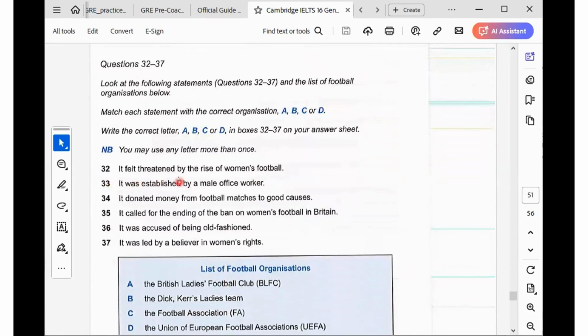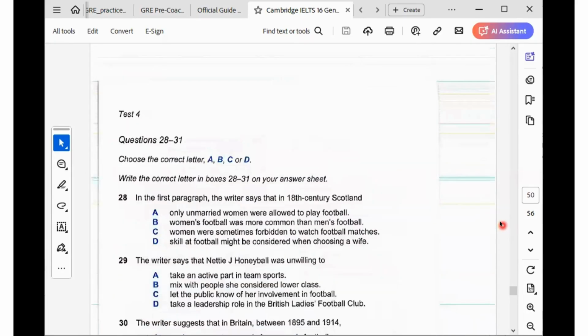Look at number 33. Can you see? It was established by a male office worker. I read it earlier when I was solving BLFC, and it just came back to my mind as I was solving this second question. So number 33 can be matched to option B. The answer to number 33 is going to be what? It's going to be option B. Okay? Hope you get my analysis.